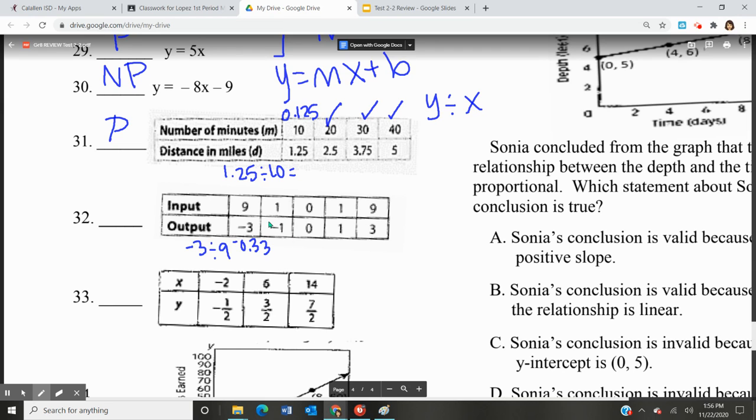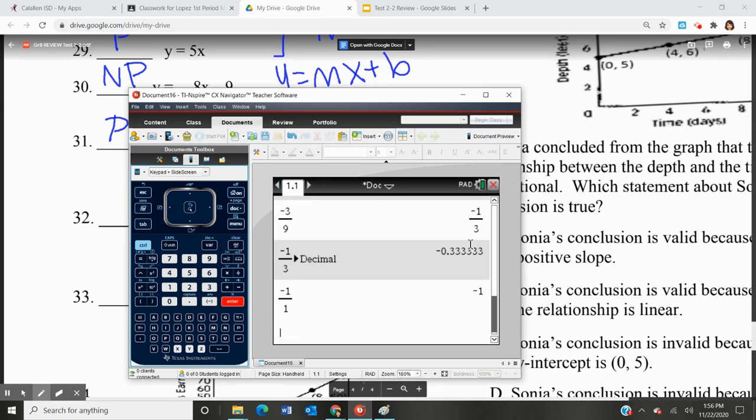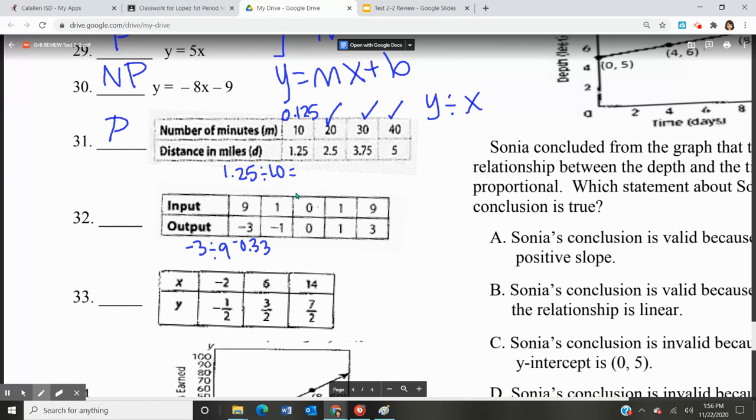Well, my next one is y, which is -1 divided by 1. I can tell you right now, it's not going to equal -0.33, but just to show you, -1 divided by 1, I get -1. So this is telling me that this table is non-proportional. I have two values, they're not the same, they're different. So this is non-proportional.